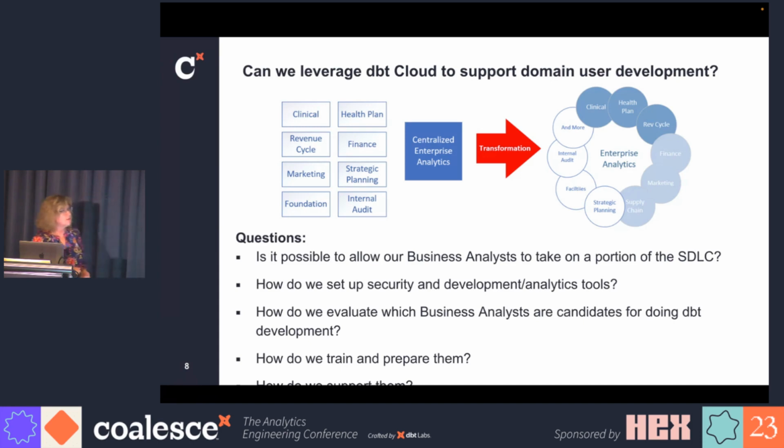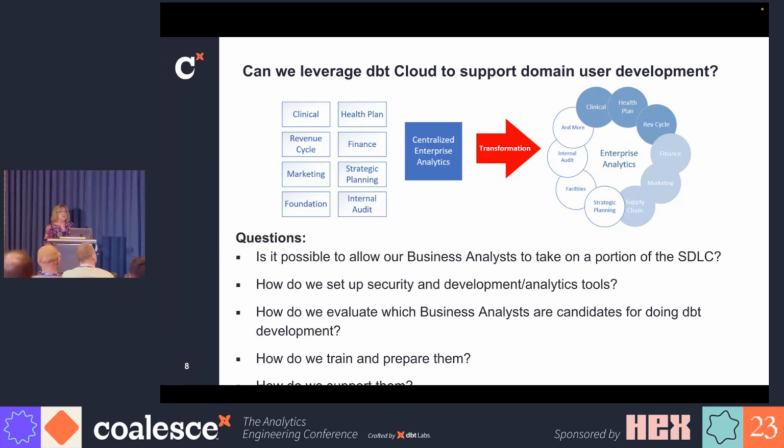And I'm showing that some of these teams are in different colors, different shadings, to indicate that they have different skill levels. For example, we've got clinical, our health plan, and our rev cycle domains in a darker color. These folks are very skilled with SQL. They were able to naturally work their way into DBT development, whereas some of the other teams in the lighter colors are just coming on board.